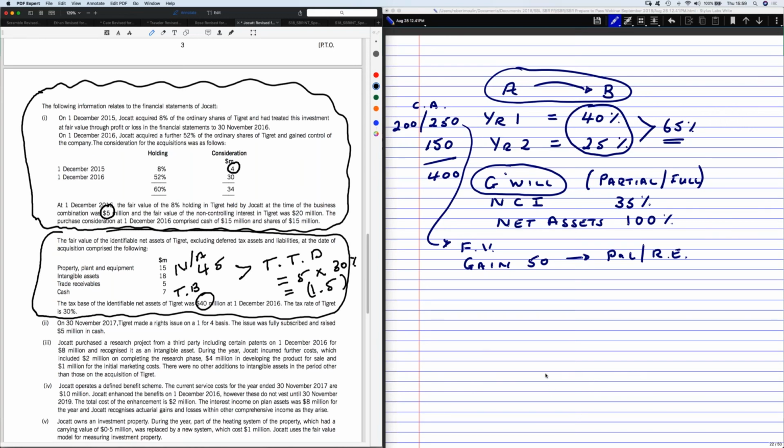Net assets go down, goodwill goes up. I think we're going to run out of our time today, but you're absolutely right. Net assets go down, goodwill goes up. You're now combining your knowledge of consolidation with deferred tax, and you lot are brilliant.